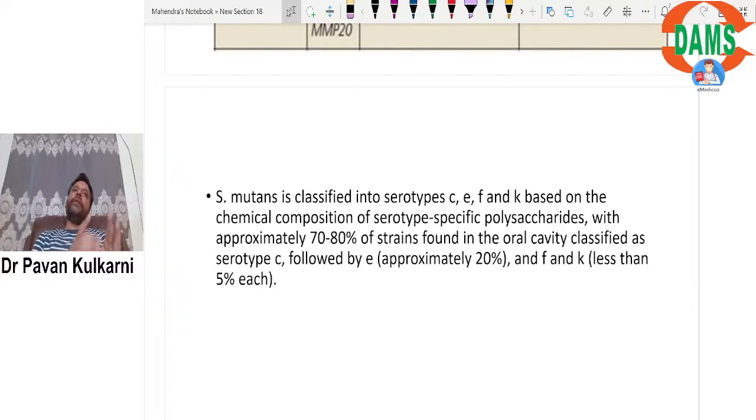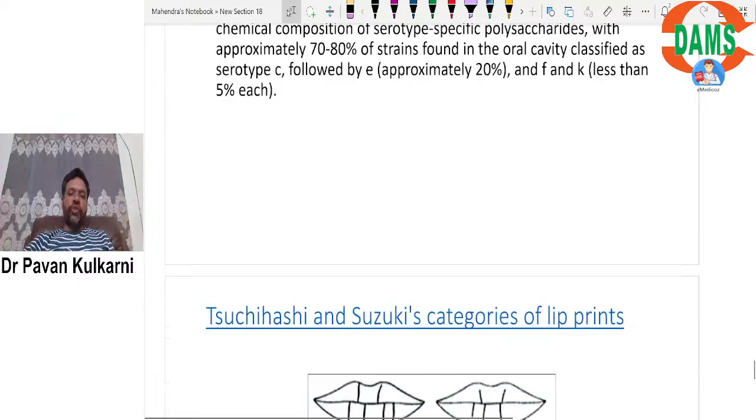I have made the list here according to the incidence. C is the most common one, that is 70 to 80%. E is 20%. F and K are less. So if they ask you which is the most common serotype of Streptococcus mutans seen in the oral cavity, it is C. Please remember, this can be a classical question and it has previously also appeared in one of the PGI papers. So we should be aware of the various serotypes.